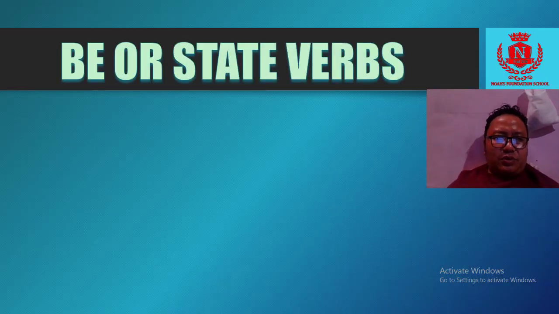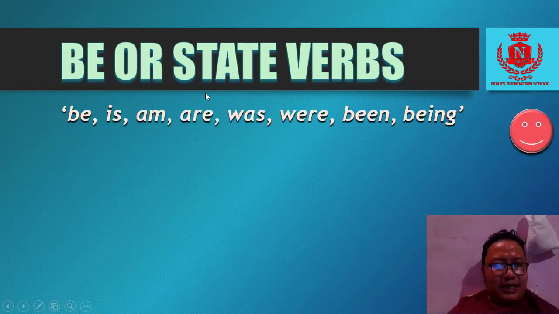So like I said, we will be learning this subject-verb agreement with state verbs or be verbs. So what are the be verbs? We have 8 be verbs or state verbs. Let's say be, is, am, are, was, were, been, being. These are the 8 be verbs.